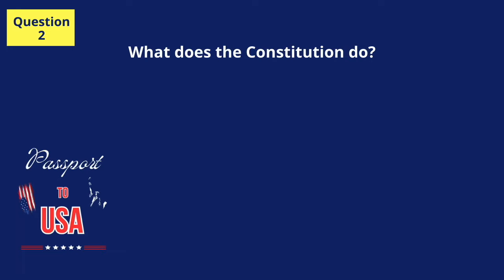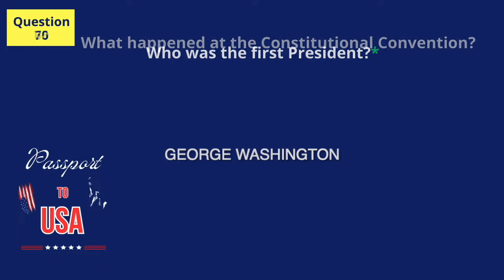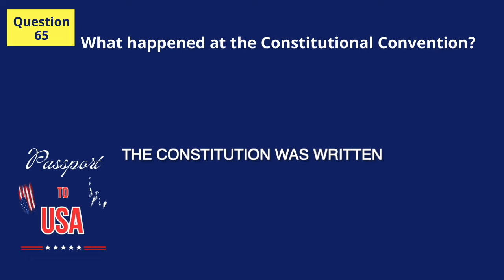What does the Constitution do? Sets up the government. Who was the first president? George Washington. What happened at the Constitutional Convention? The Constitution was written.